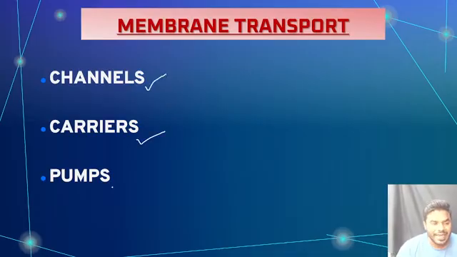Channels are there, carriers are there, as well as, friends, pumps also. I hope you are getting me correctly. Before reading the xylem transport, before reading the phloem transport, first we have to understand how these ions move across the plasma membrane. How does the ionic movement occur, friends? Ionic movement occurs with the help of membrane transporters named channels, carriers, and pumps.